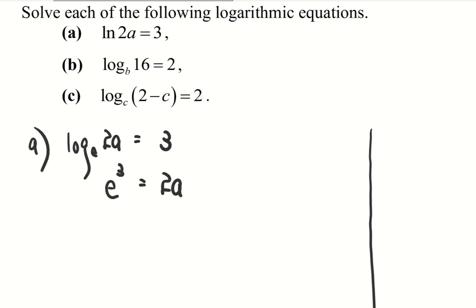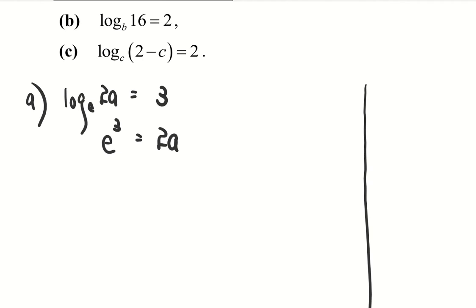So I can actually press a calculator to find the value for e to the power of 3. So in other words, if I were to find the unknown value a, it will be just e to the power of 3 divided by 2. Now I'm going to press my calculator and estimate to 3SF. And the answer I obtained will be 10.0.